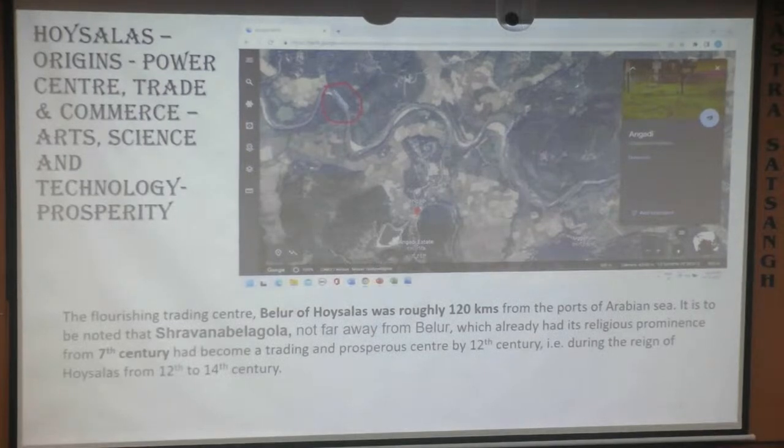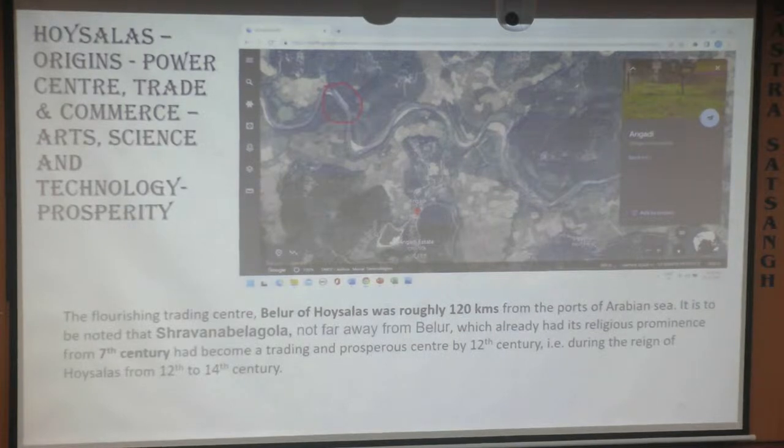It's satellite imagery where the Hoysalas took origin somewhere at a small place called Angadi, the red color mark which has been made. And Belur, which is the capital, was hardly around 120 kilometers from the ports of the Arabian Sea.